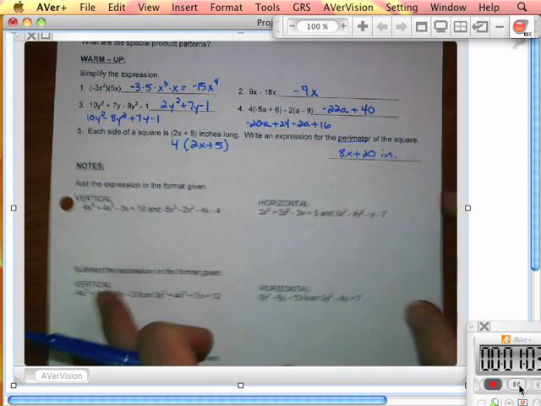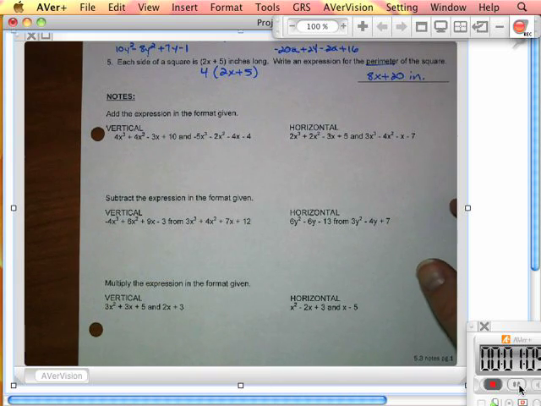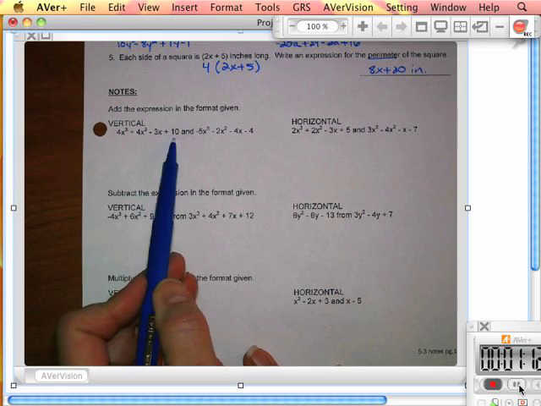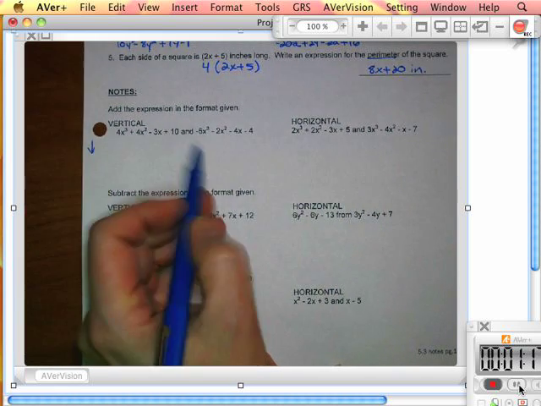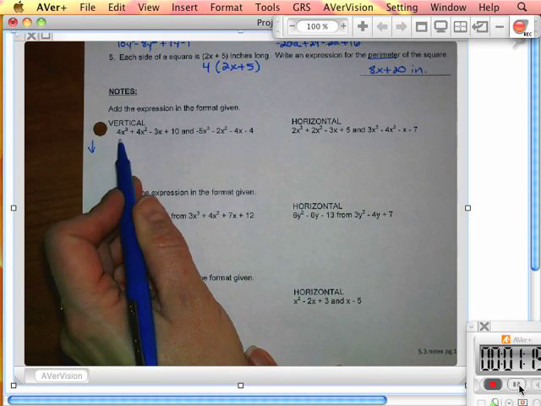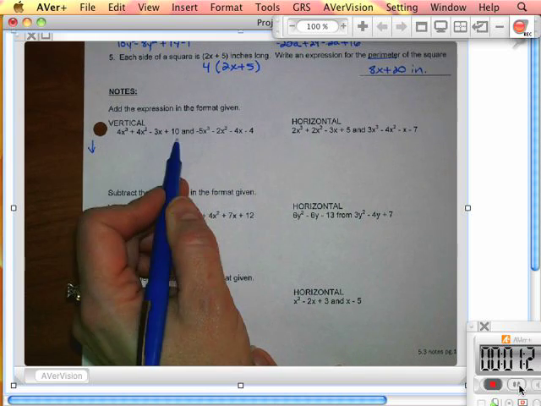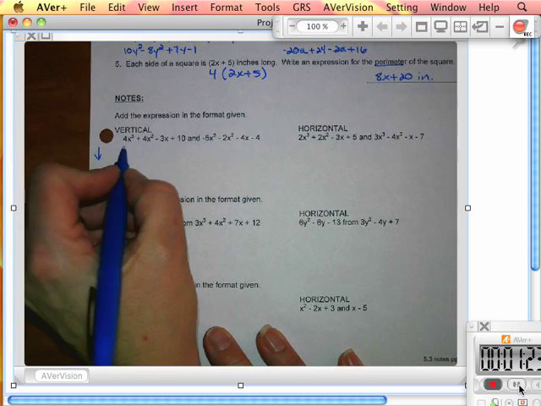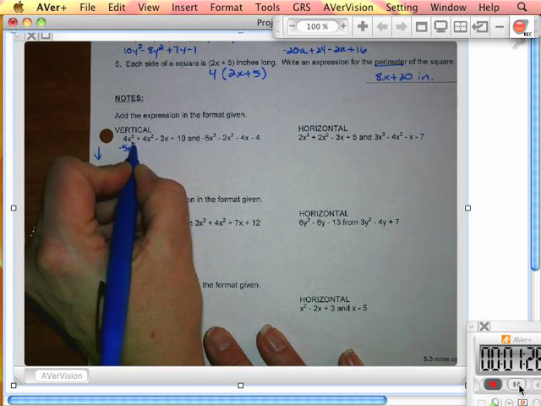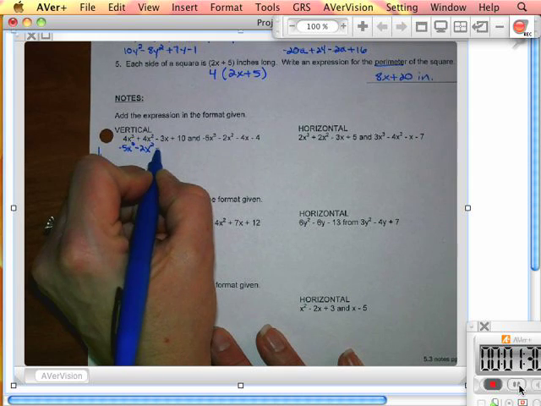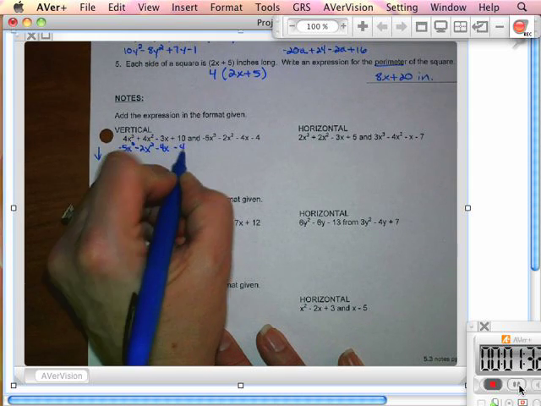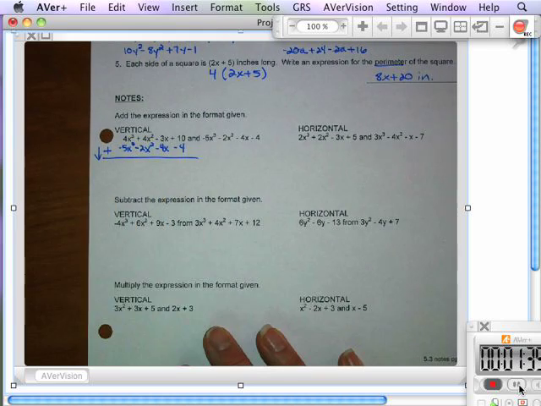Alright, so let's have some fun here. Add the expression in the format given. So what they want you to do, add the expression in the format given. They want you to add this polynomial and this polynomial in a vertical format. So like this. I'm going to line this up underneath its common term, or like term. So negative 5x cubed minus 2x squared minus 4x minus 4. And remember, I'm adding them. So I'm just going to add down.